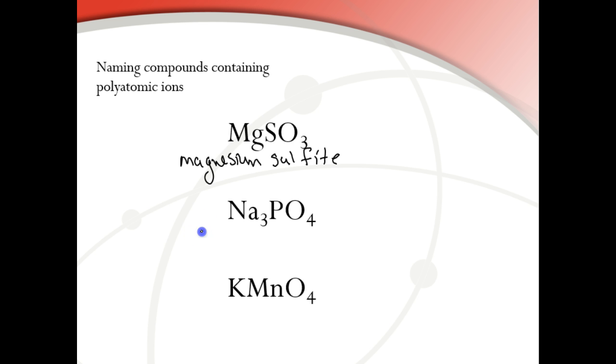What about this guy? Well, this is sodium, and this is phosphate. Sorry about the misspelling there. But yeah, sodium phosphate, not too bad. And then MnO4 is one you had to remember, and this is potassium permanganate.